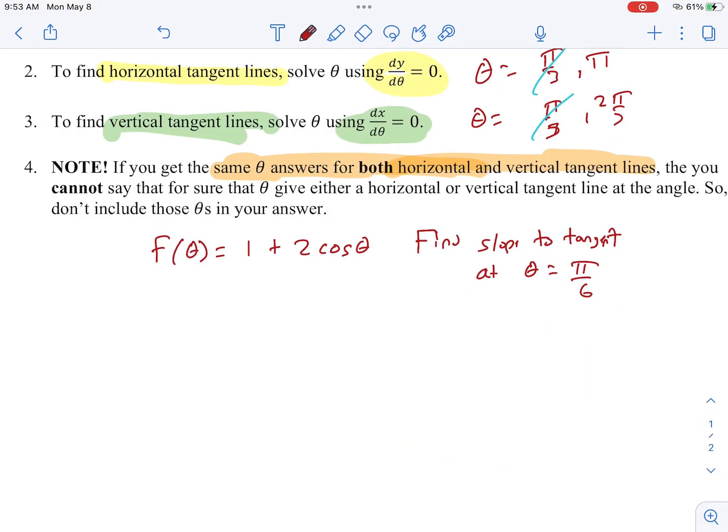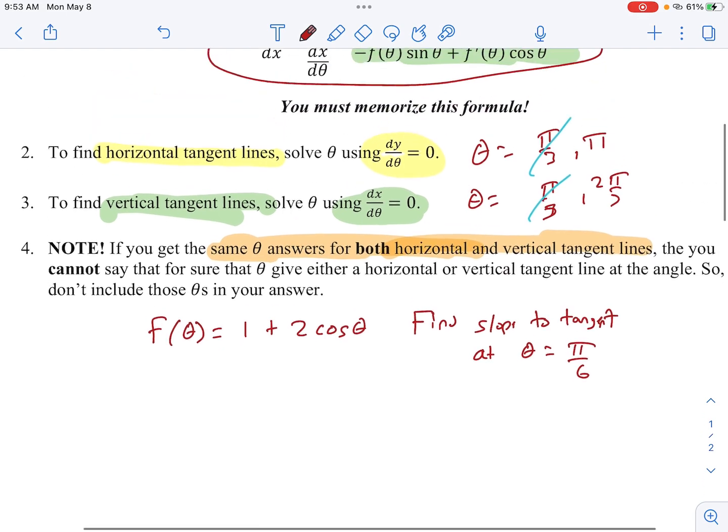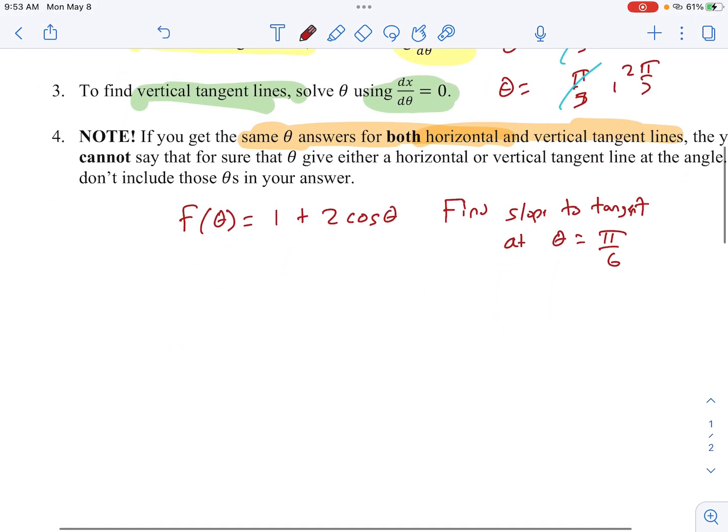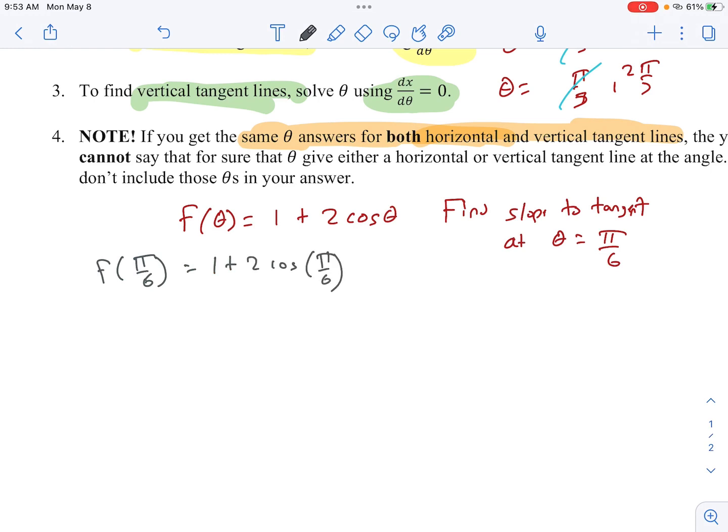So here we go. Again, the best thing that you can do is memorize that formula at the top of the screen. It's just going to make your life easier. And so what we can do is a little prep work first. We can start by saying, okay, well, what's the function evaluated at pi sixth? So we'll plug pi over 6 in for theta. Cosine of pi 6 is square root of 3 over 2. So this is 1 plus 2 square root of 3 over 2, which is 1 plus square root of 3.